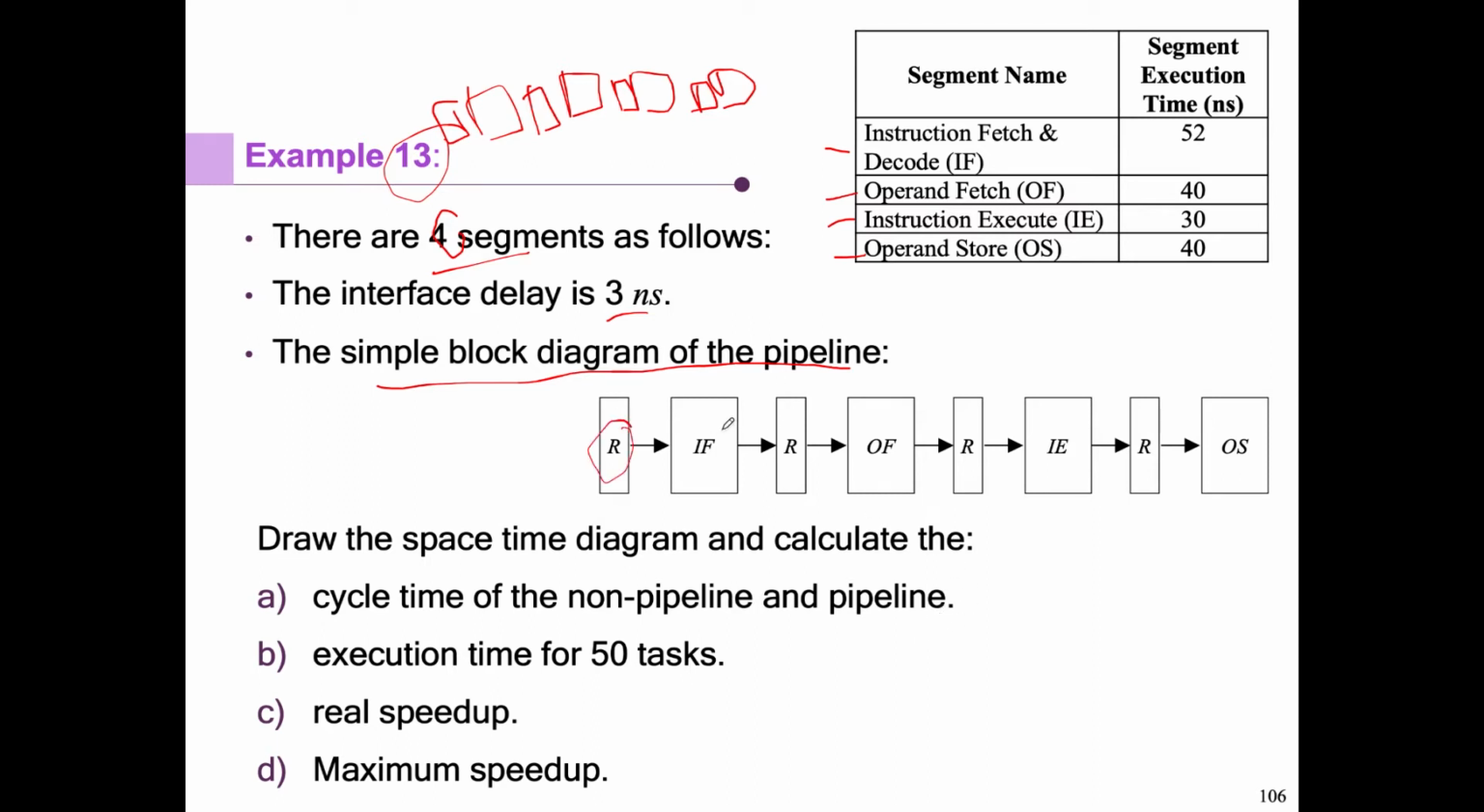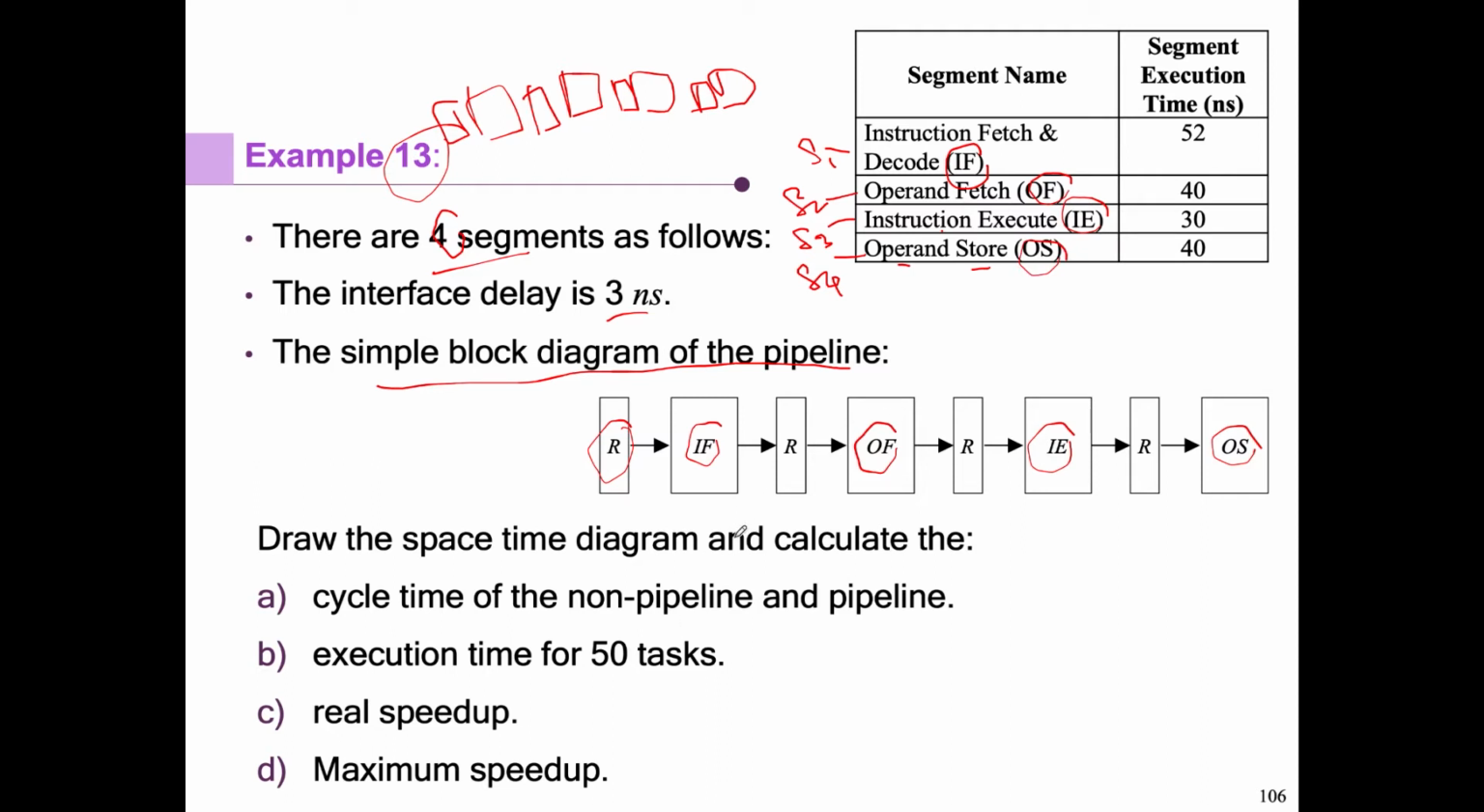See, this is segment 1, this is segment 2, segment 3, and segment 4. So it's easy for me. I don't want to read it with the longest name here. So S1, which is segment 1, is called IF, instruction fetch and decode. Then operation fetch or OP, instruction execute IE, and lastly operand store, which is OS.